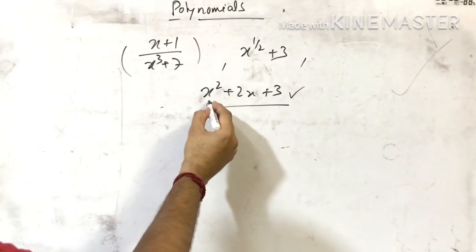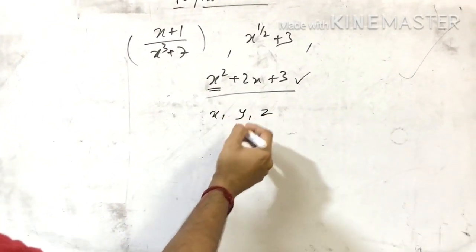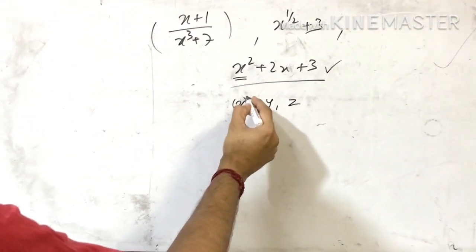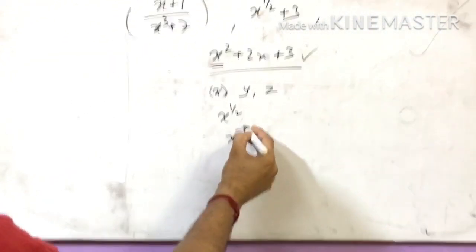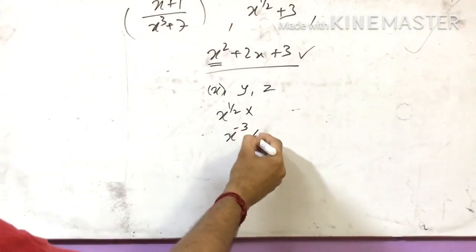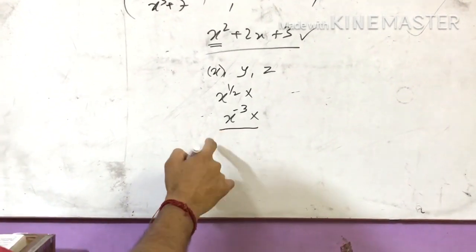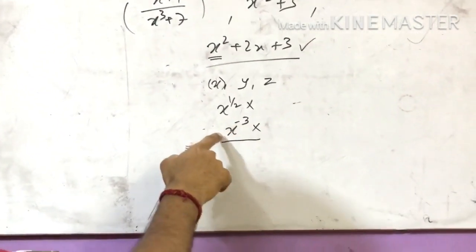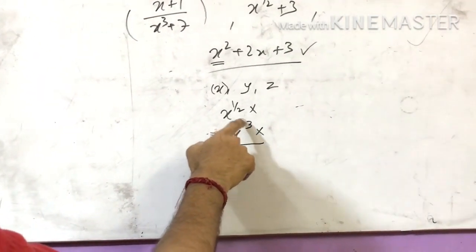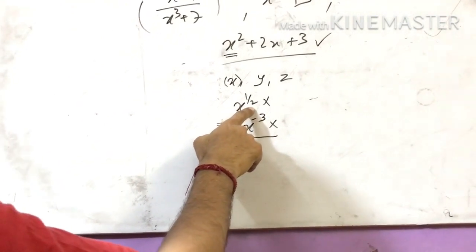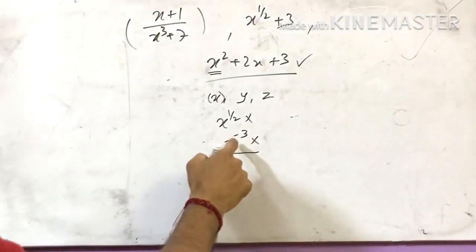when you have a polynomial, generally the variable, x, y or whatever variable is there, should have a whole number power. It should not have a fractional power or a negative power. In these conditions, it is not a polynomial. So when you have any equation, you first have to find out whether the variable has a negative power or a rational power. If it is not a whole number, then it will not be a polynomial.